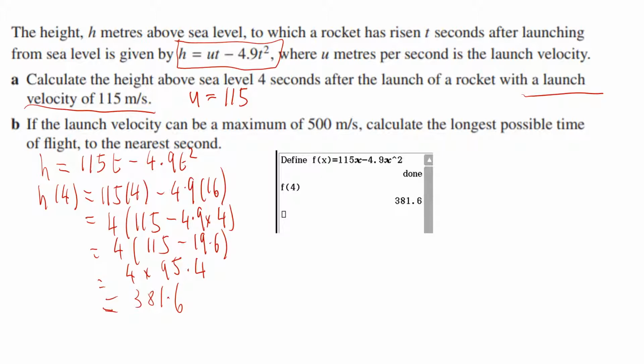Okay, what about the second one? We've got a launch velocity that can be a maximum of 500 meters per second. Of course, that's just another u value, isn't it?